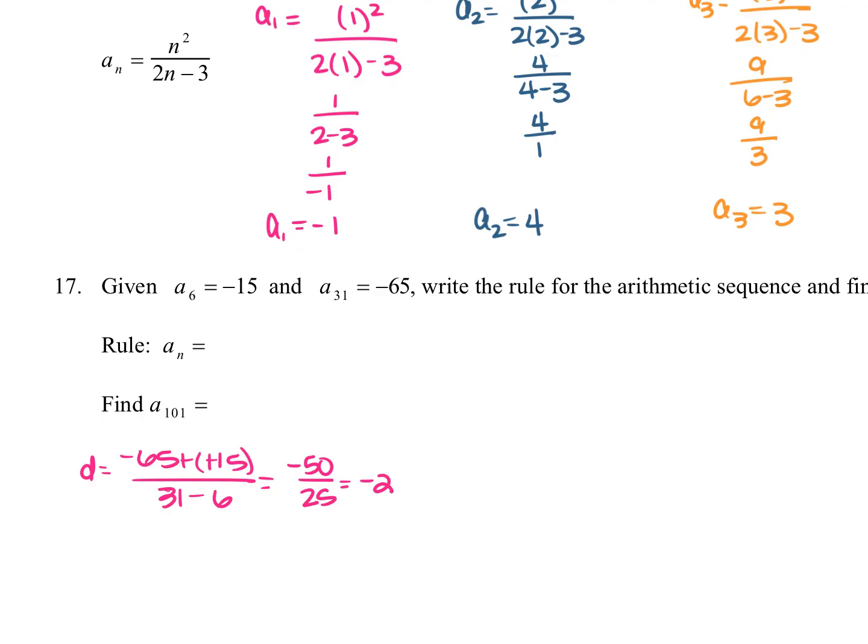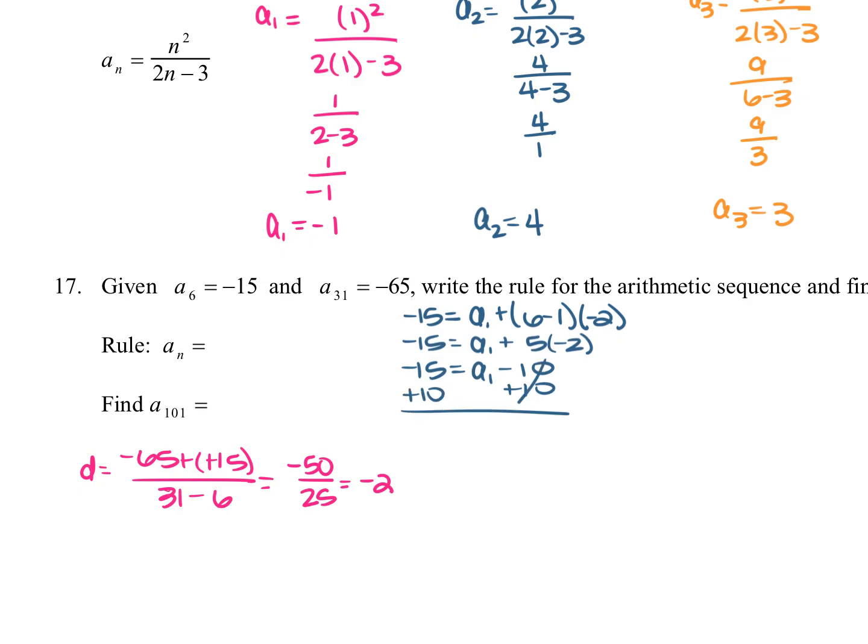We've got to find our first term now. So we're going to use the -15 and the 6 to give us -15 is equal to a sub 1 plus n minus 1, so that's 6 minus 1, times d, which is negative 2. That gives us negative 15 is equal to a sub 1 plus 5 times negative 2. That's negative 15 is equal to a sub 1 minus 10. We're going to add our 10 over. That gives us a sub 1 equaling negative 5.